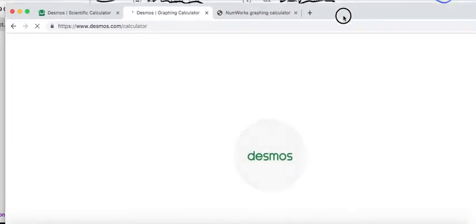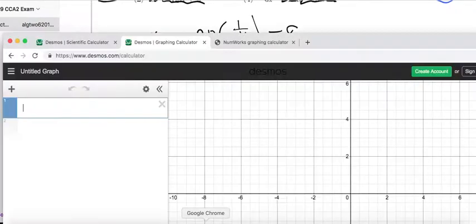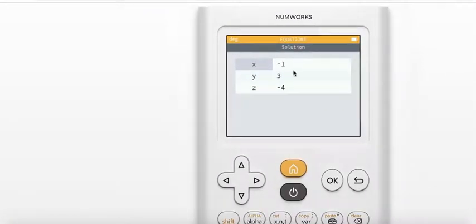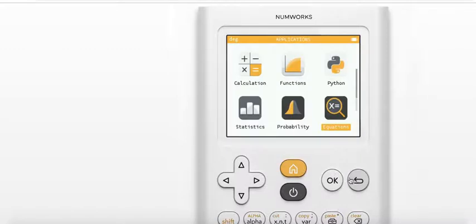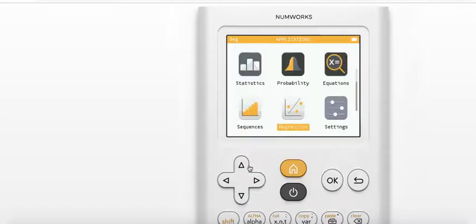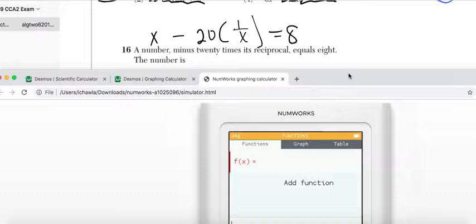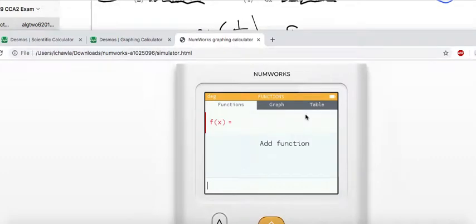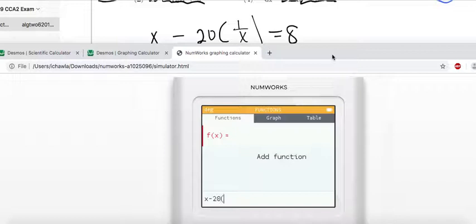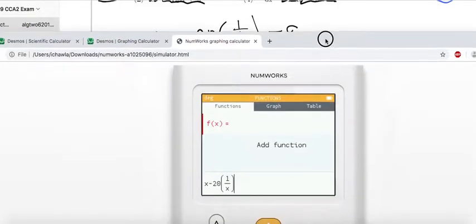All right, I'm going to the graphing calculator, and I'm going to generate a table of values. So functions. One of my functions will be f of x equals x minus 20 times 1 over x. I'm going to type it in just as is.